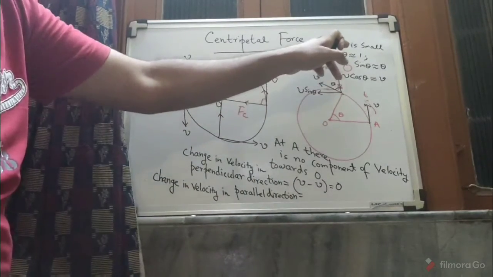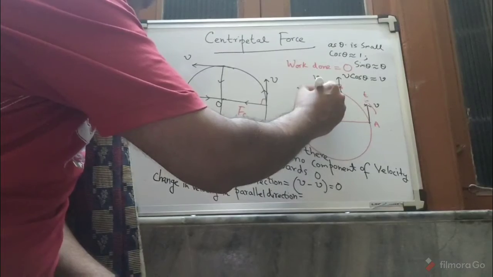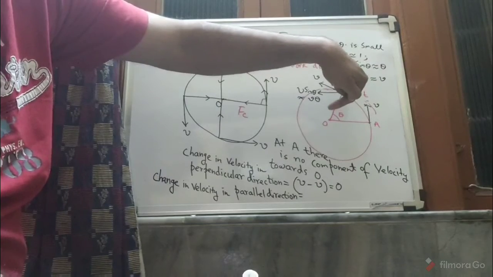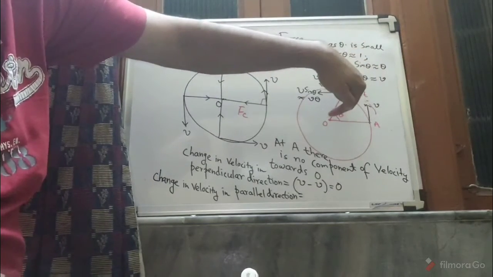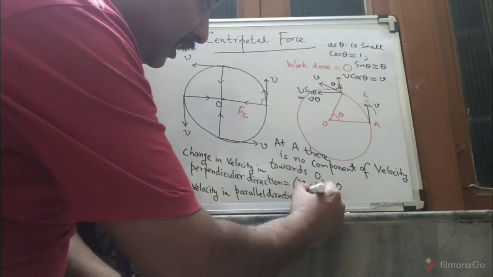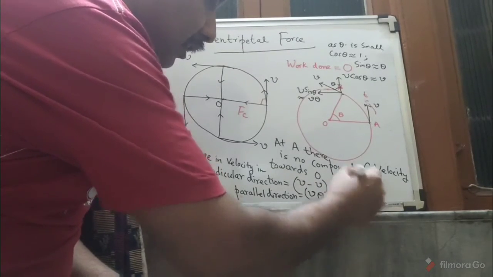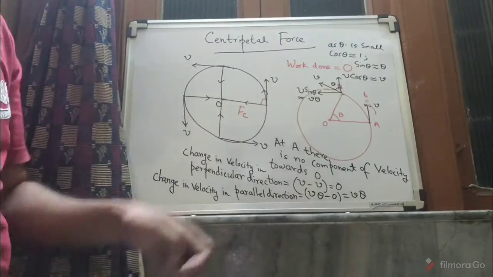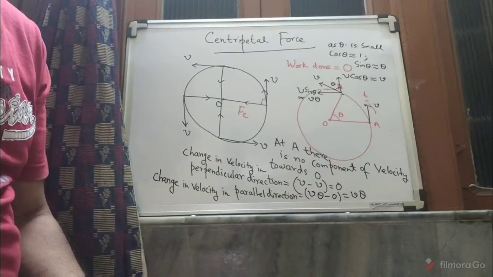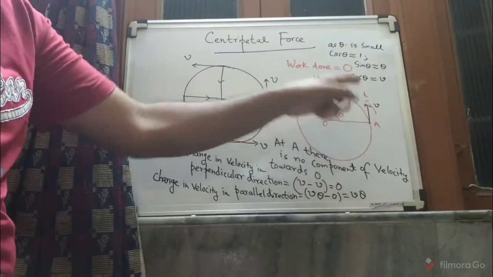As you know, for small theta, sin theta is theta, so v sin theta is almost equal to v theta. At A, the component parallel to OA is 0, and at B the component parallel to OA is v theta. So what is the change? The change is v theta minus 0, which equals v theta. This change in velocity is along the radius vector, towards O, and it occurs in time t.